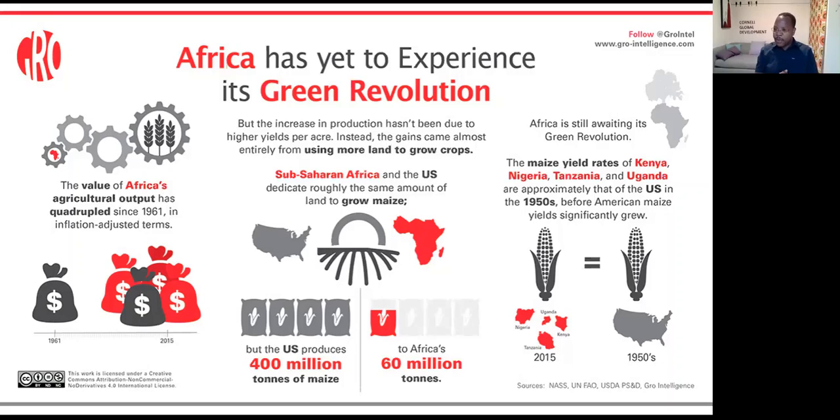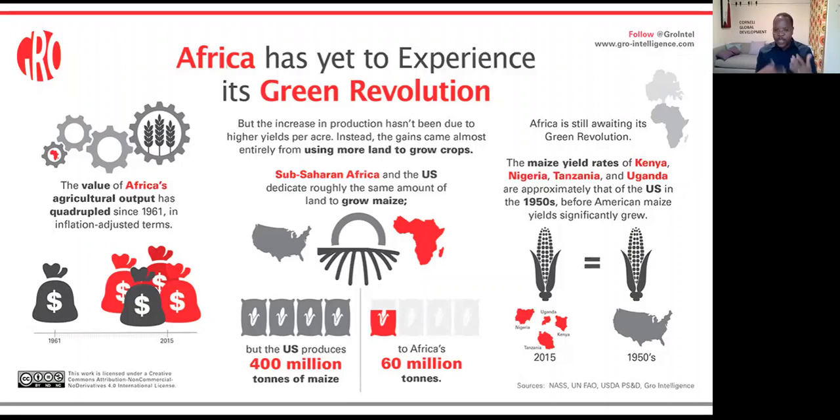Here's a good example that illustrates this point very well. Africa and the US have about the same amount of land under maize, or corn as they call it in the US. On that amount of land, the US produces about 400 million tons of maize, and Africa produces only 60 million tons. So the magnitude of difference there, more than 8-fold, is the yield gap that people are often discussing. And that does not have to be like that.